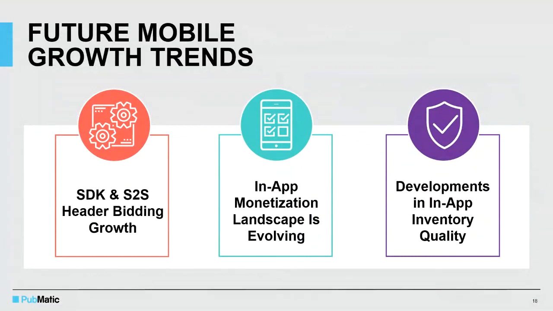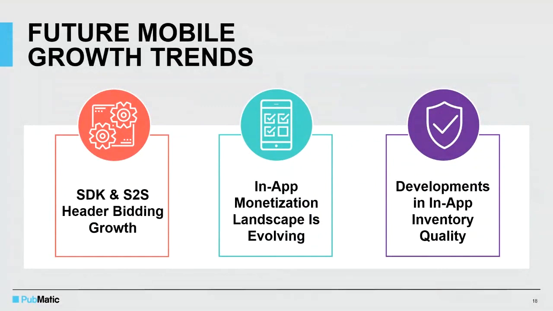The final area I want to talk about here is inventory quality. On mobile in-app, there have been concerns, again, about authenticity of inventory, and are buyers getting what they think they're getting? The first development here is that the vendor tools for anti-fraud are improving as in-app is growing. It's become an area of focus for more and more vendors who provide anti-fraud tools and general inventory quality tools. But there are two other pieces that I think are important here.